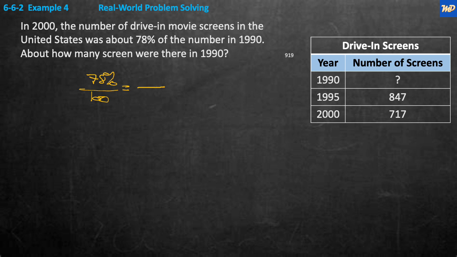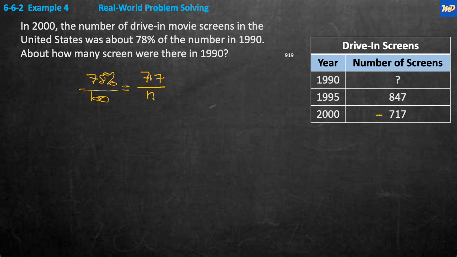So we have 717 right here. What we have now is 717. That's what we have now. 717 is the 78%. In 2000, the number of drive-in movie screens in the United States was about 78% of the number. And we said before that the "of the number" is the bottom number. The bottom number is what we want to find, so we're going to say n down here.